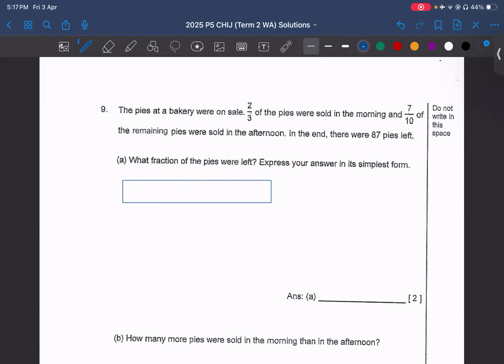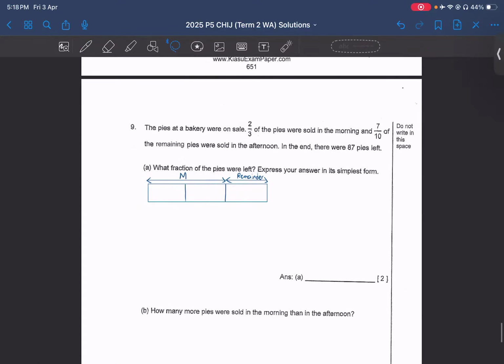So we know 2/3 of the pies were sold in the morning, so we can cut it into 3 parts. And we know these 2 parts here were sold in the morning. So I'm going to label morning as M. And then what I have left, which is this 1 part here, is my remainder. Okay, I'm going to shift this down a little bit.